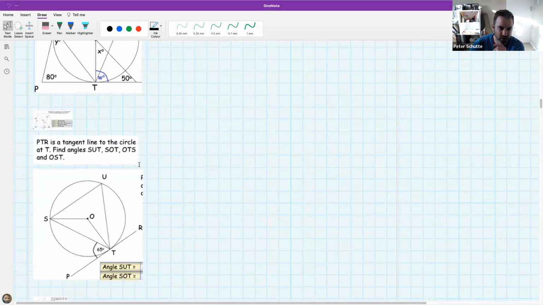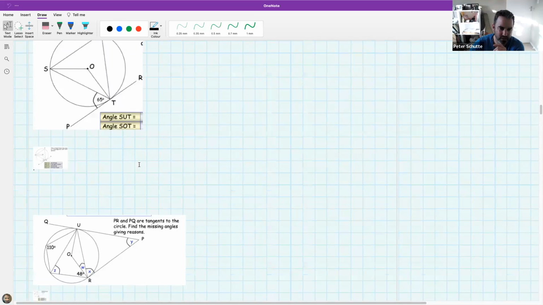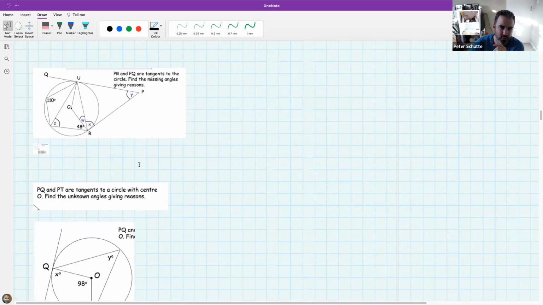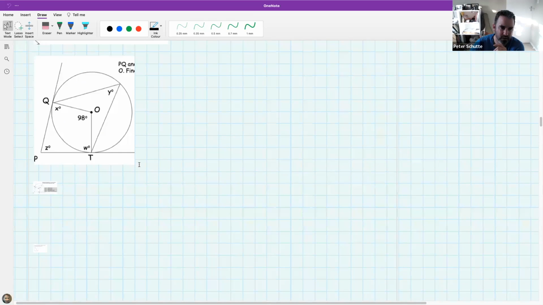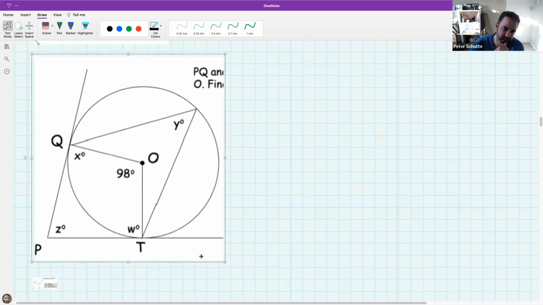So let us go and look at, so we've done that one already. Okay, let's do this one. Can you find me W, X, Y, and Z in this drawing? See if you can do this one.